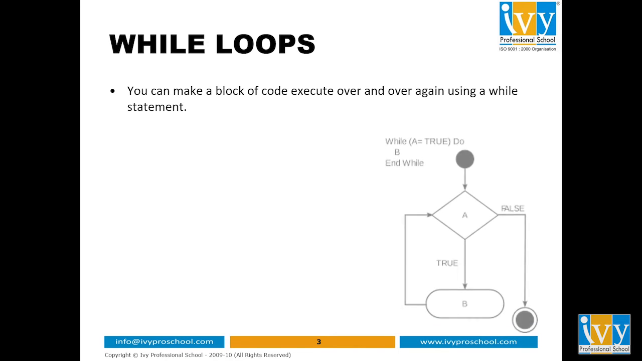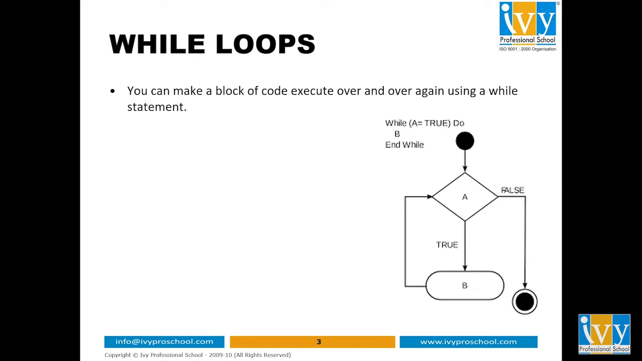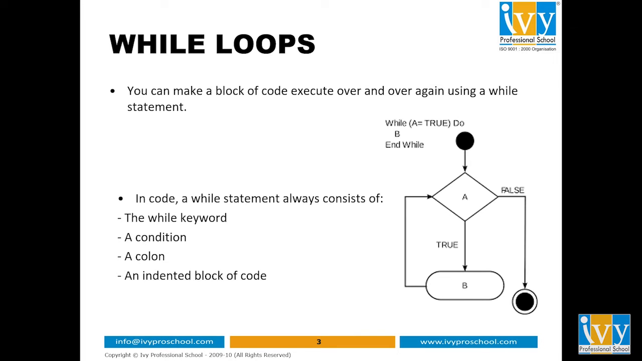Let's look at this flowchart. A is a condition that can take two values, true or false. When A is true, B gets executed and then it goes back to A and checks whether A is true or false. Again, if A is true, then B gets executed, and if the condition A is false, the while loop stops. Now that you have got the mechanism of a while loop, let's see how the code looks.